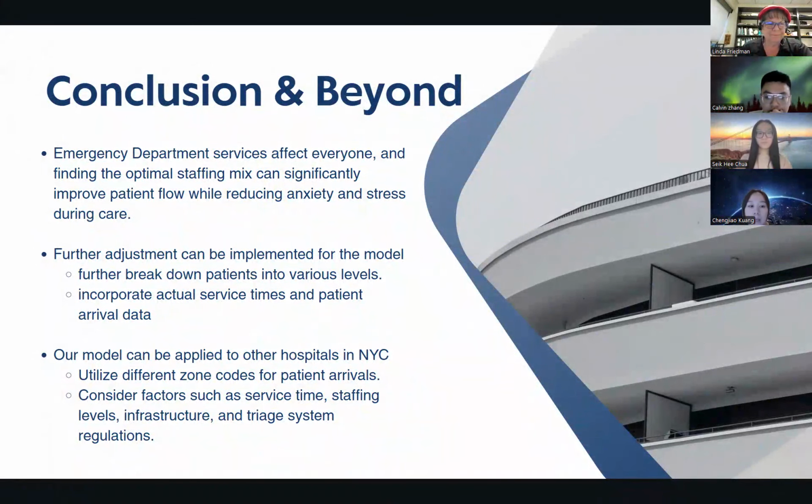Finally, our model can also be applied to other hospitals in NYC, as they can use different zone codes for patient arrivals. Now we are using the zone code for M7 under the EMS incident data. If another hospital wants to see what happens at their hospital, they can just change to a zone code that applies to that hospital. And they can also consider factors such as service time, staffing levels, infrastructure and triage systems according to their hospital's policies or actual conditions.